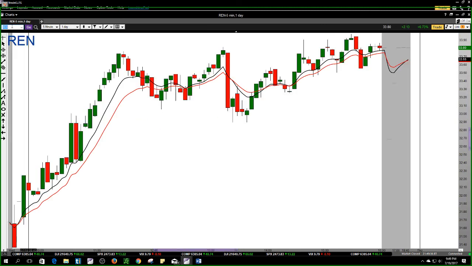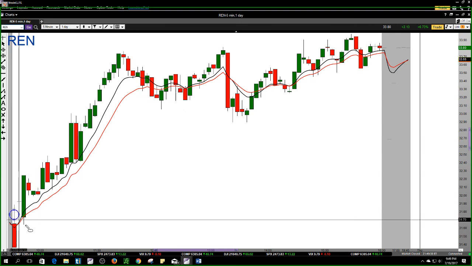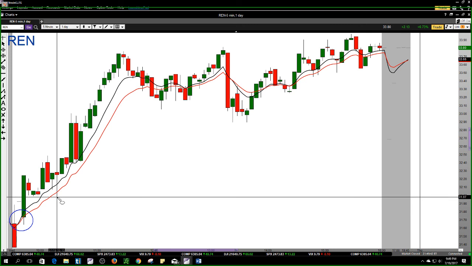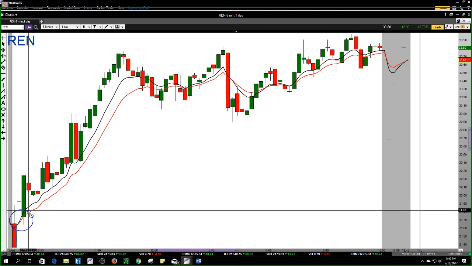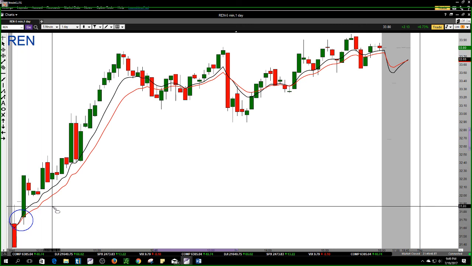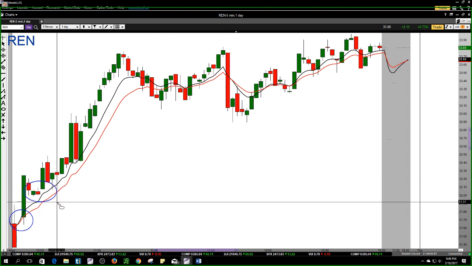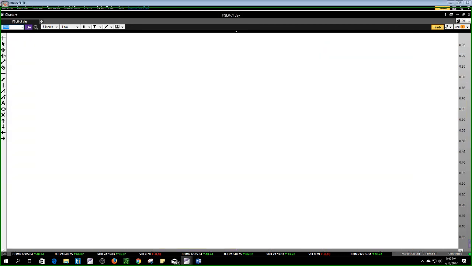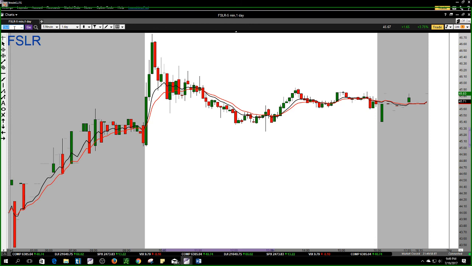Energy name like REN, 813 crossover strategy real quick at the open. For these I like to collaborate it with something else, which would be like an 813. Make sure that it crosses over at least the opening range breakout, and then I can take this trade on the long side. This was also brought up today for a long trade, REN. So you can see that the A13 crossover would give you quite a bit of charts to play on the long side.